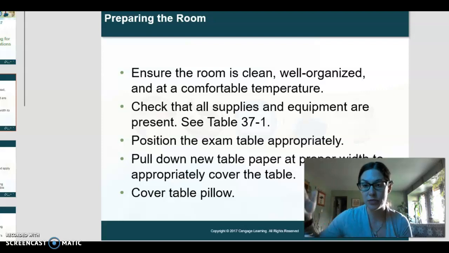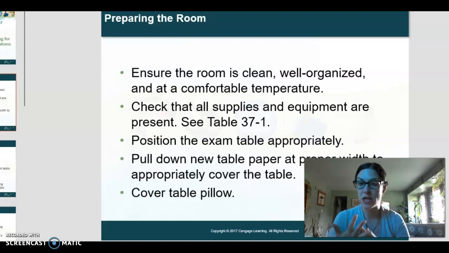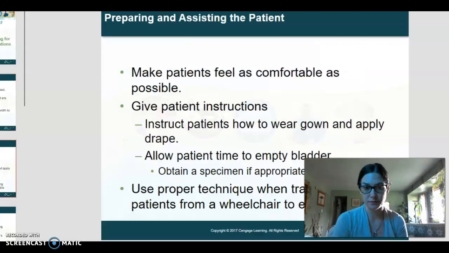Break down your rooms in between patients and disinfect everything. Your thermometers, stethoscopes, blood pressure cuffs, the table itself, doorknobs, chairs, anything that everybody's touching, disinfect every single time before every new patient comes in.